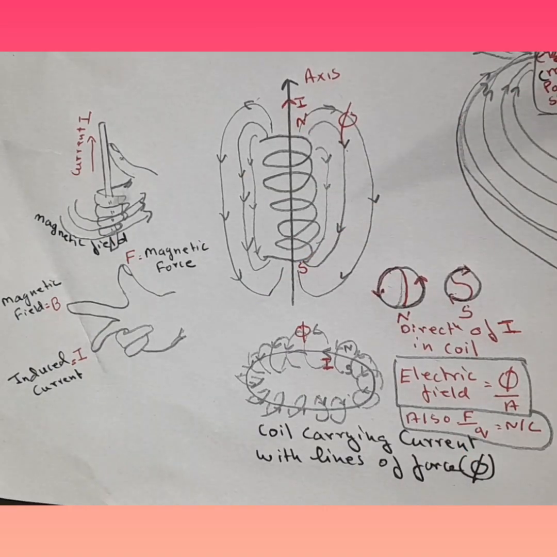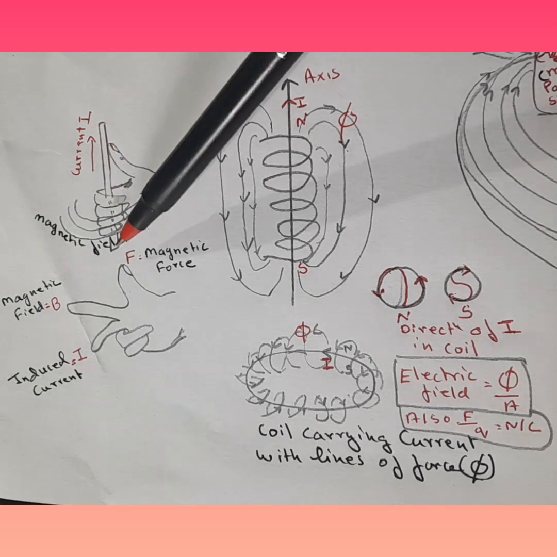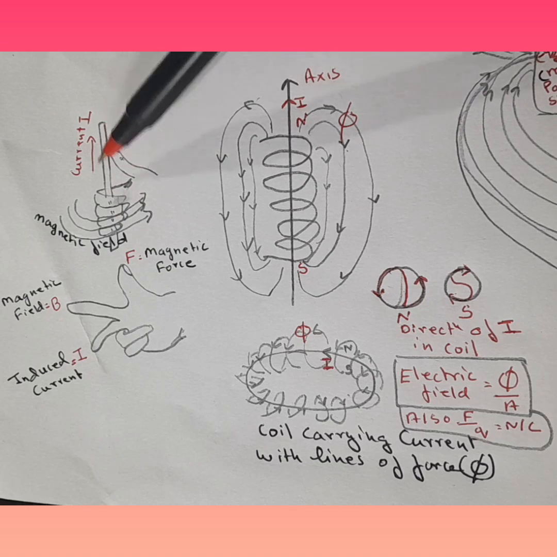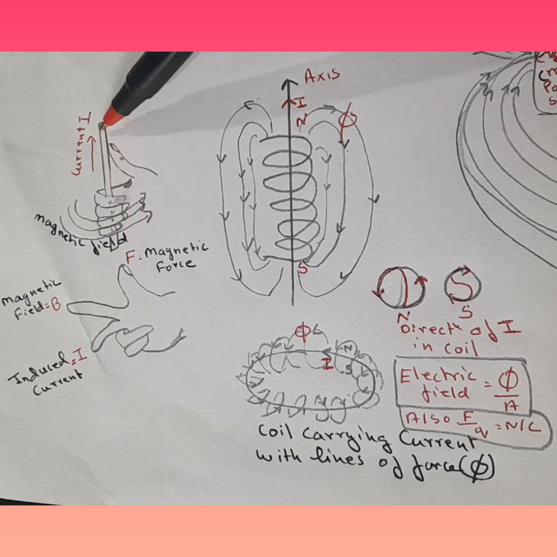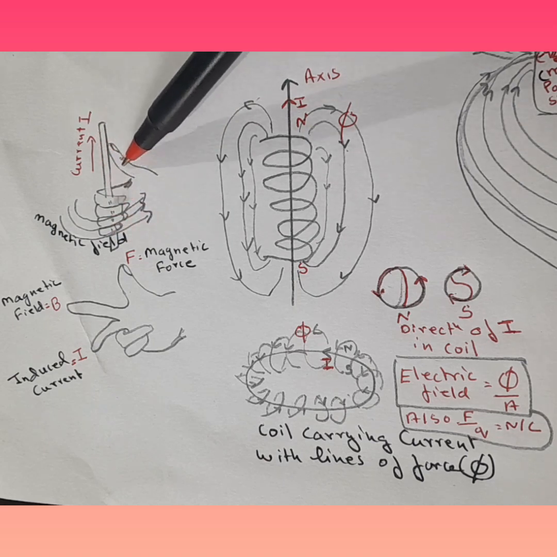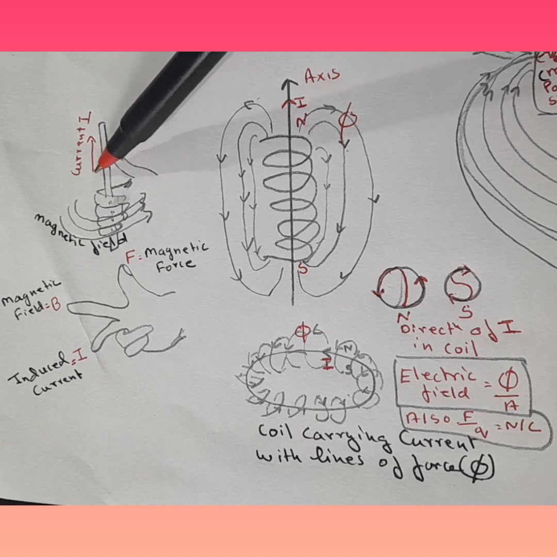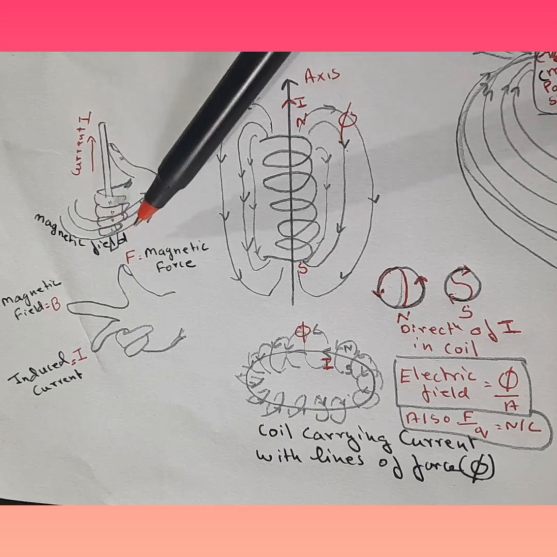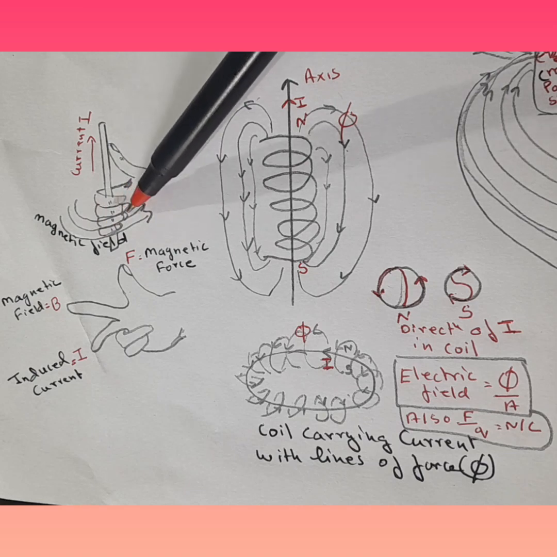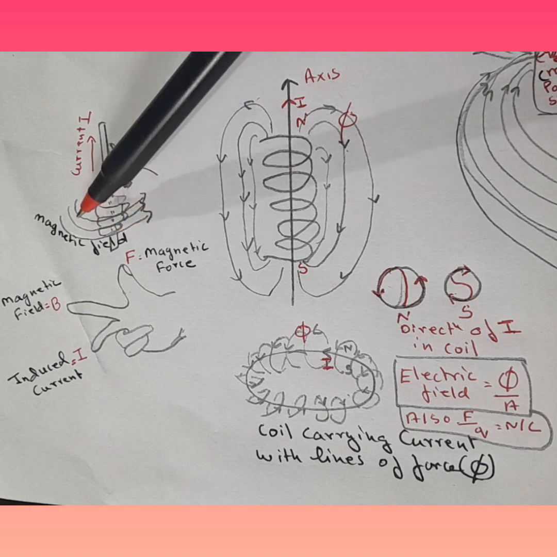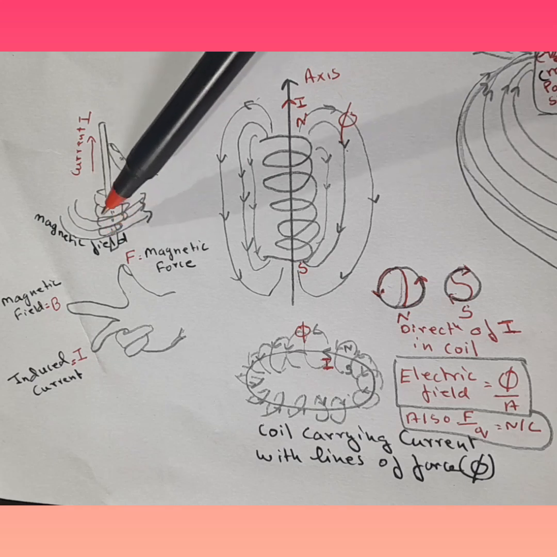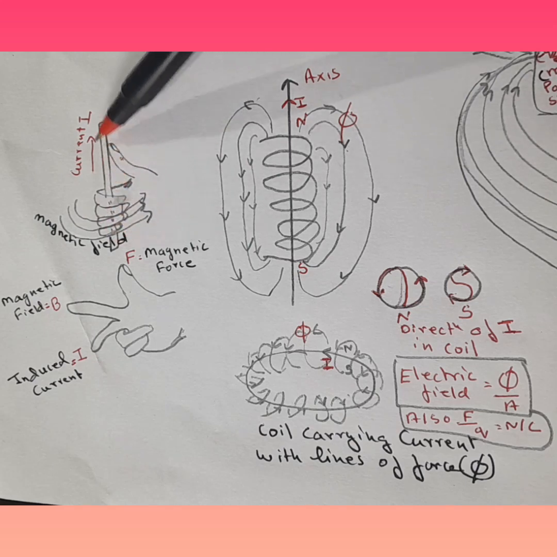A few more general things. There's something called the thumb rule. Suppose I am holding a current carrying rod. Of course I cannot, but suppose I am holding a current carrying rod. Now if the thumb represents the direction of current, then my curling fingers would represent the magnetic field, or lines of force of the magnetic field. Alright, so this is it.